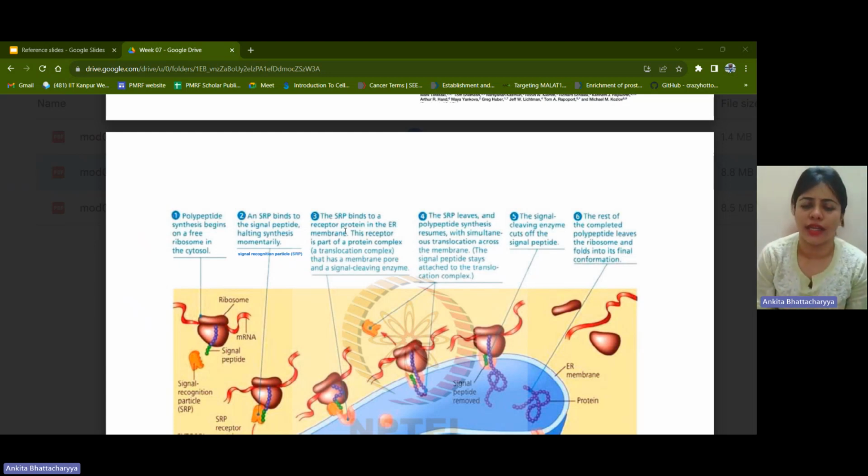Everything inside the cell, under normal circumstances, is so beautifully and so perfectly finely regulated that there is still so much that we don't understand and we don't know. And that is so surprising and so beautiful at the same time. So the SRP leaves, and polypeptide synthesis resumes with simultaneous translocation across the membrane. While the process of translation is occurring, it is also getting localized inside the ER. In fact, there are some concepts which suggest more translational folding.